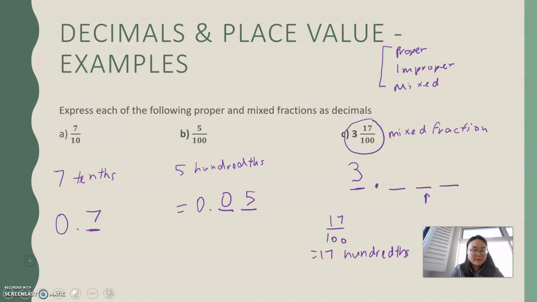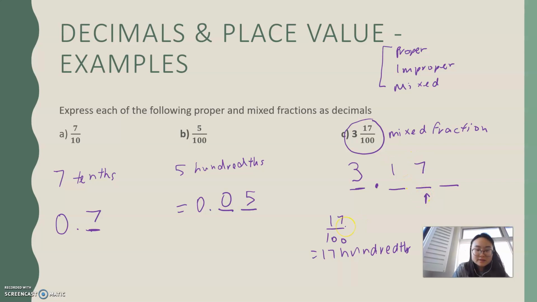Sorry, let me backtrack a bit. It is 17/100ths, but we're going to break it up. Okay, so 17/100. Essentially, there are 2 ways you can think about it. Yes, we have 17/100ths, and we know that this column here is the hundredths column. So you can go 3.17.